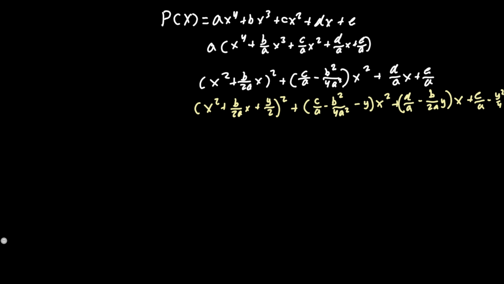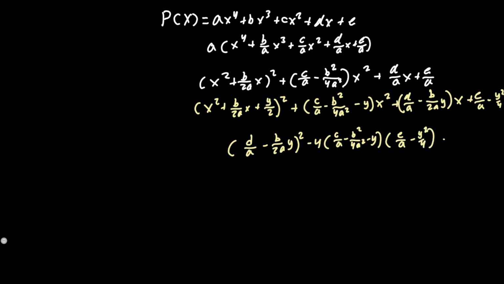And now, since we have a new free variable y, what Ferrari did was look at the quadratic right here that we have, and he used the discriminant of this quadratic and set it equal to 0, because this could be transformed into a perfect square, where we had d over a minus b over 2a y, squared, minus 4 times c over a minus b squared over 4a squared minus y, times e over a minus y squared over 4. And he set that equal to 0.